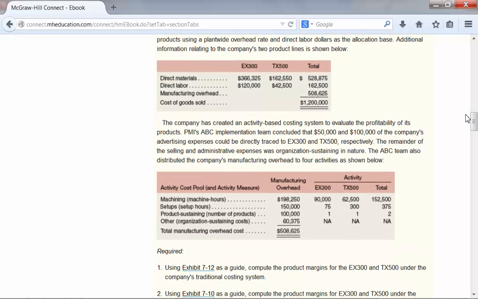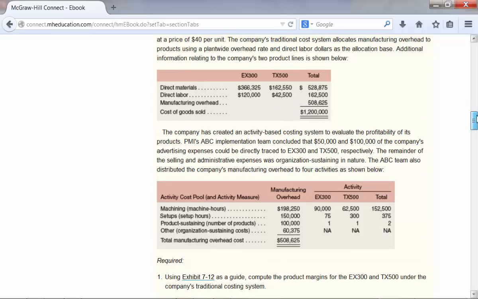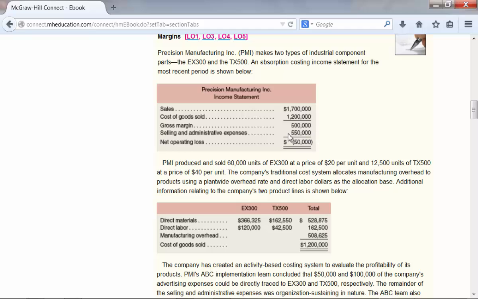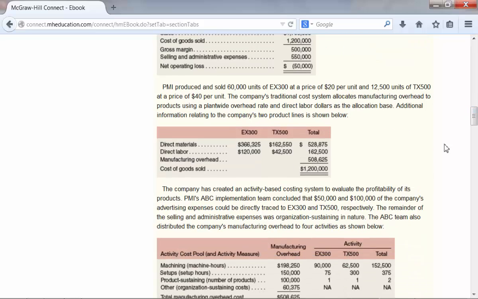Now, it says the company has created an ABC system to evaluate the profitability of its products. The company's ABC implementation team concluded that $50,000 and $100,000 of the company's advertising expenses could be directly traced to the E and the T product respectively. So now we know that not only are direct materials and direct labor traced to the E and T respectively, but also the advertising expenses, which would just be lumped in this SG&A stuff right here, this $550,000. Now we know $50,000 of this $550,000 for advertising could be directly traced to the E product, and then $100,000 of the $550,000 could be directly traced to the T product. So now our direct costs under ABC are going to be the direct materials, direct labor, and the advertising.